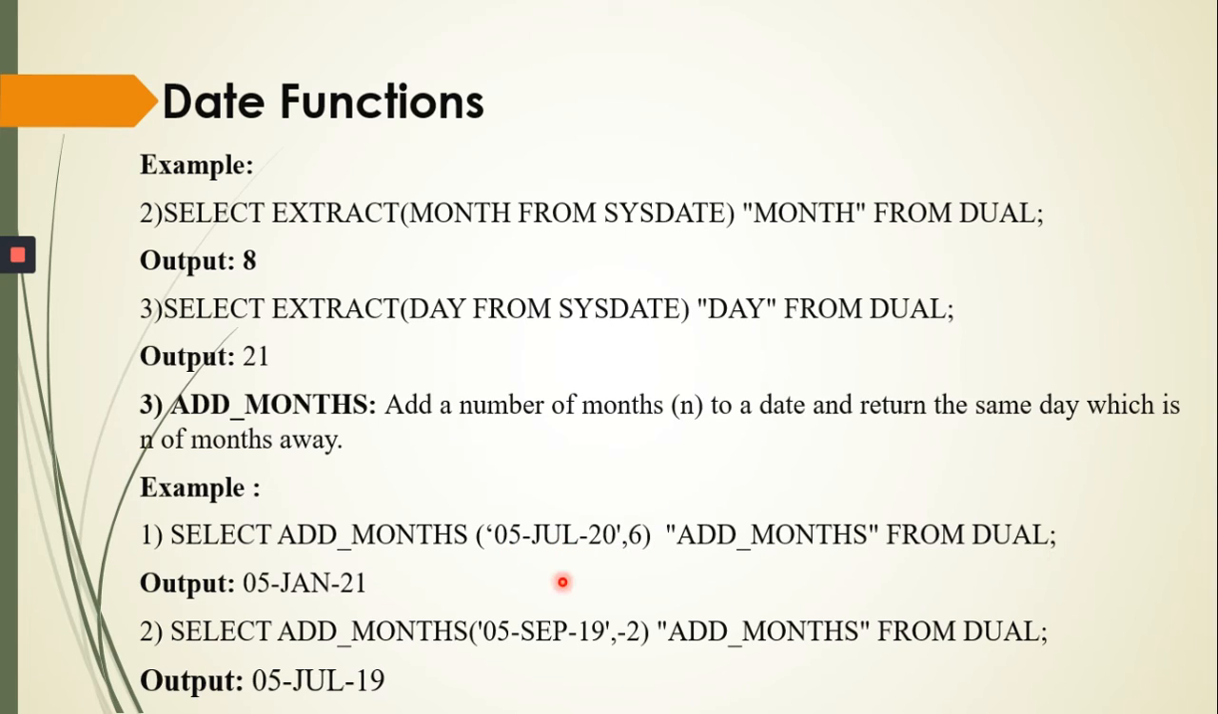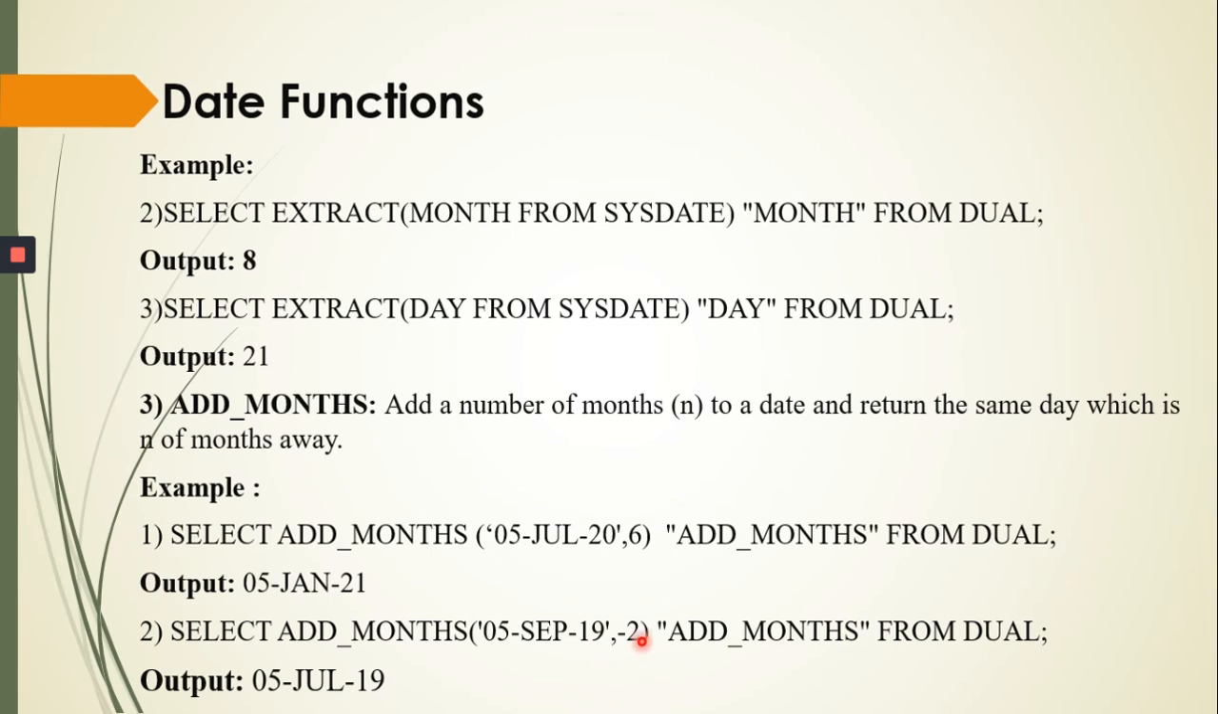Add months from dual. So 5th July plus 6 months, it will give the output 5th January 2021. If I write 1 over here, then after 5th July, 5th August is there, so the output will be 5th August 2020. If I provide 2 over here, then July, then August and September, so the output will be 5th September 2020. So it will add the number of months to the given date. Okay, it is simple.